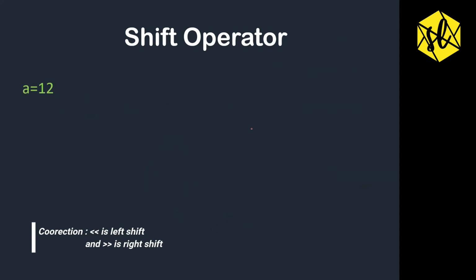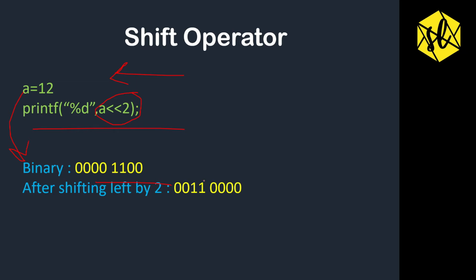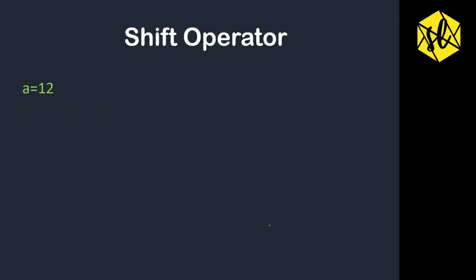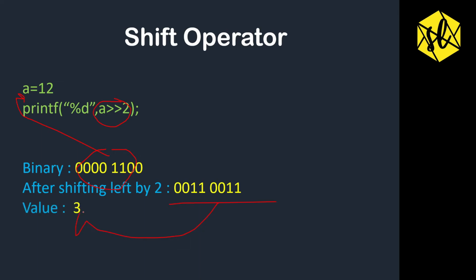Let's see an example of 12. If we write something like this, that is shifting towards left, that is this direction, and then we have the binary of 12, and then after shifting we get this one whose value is 48. Again we will use the shift operator in the other direction here, and then the binary of 12 is this, and after shifting and converting we get 3.